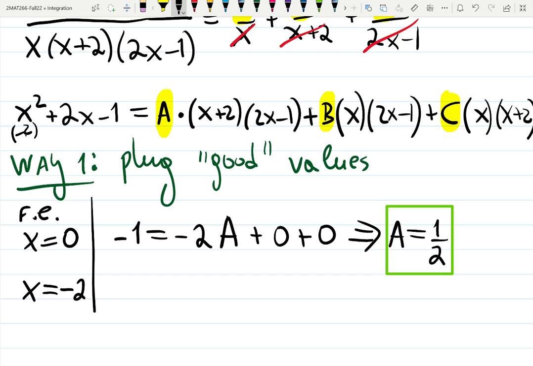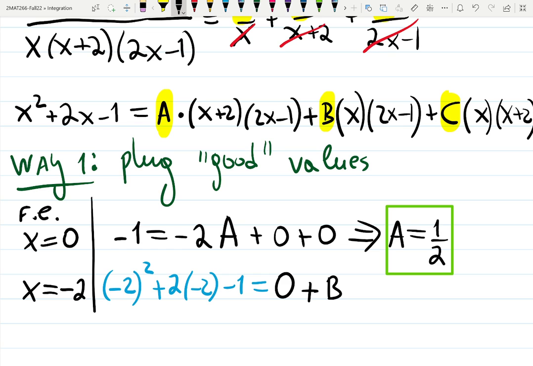So -2 squared. I'm plugging in x everywhere, left-hand side and right-hand side. Maybe I should write it down once. -2 squared plus 2 times -2 minus 1. This is where I got 0 last time. I plug in 0 plus 0 minus 1. Left-hand side is this. A times 0 or not? A is times 0 because -2 plus 2 is 0. How about B? B is not times 0. B is multiplied by -2 times what? -4 and -1 is -5.